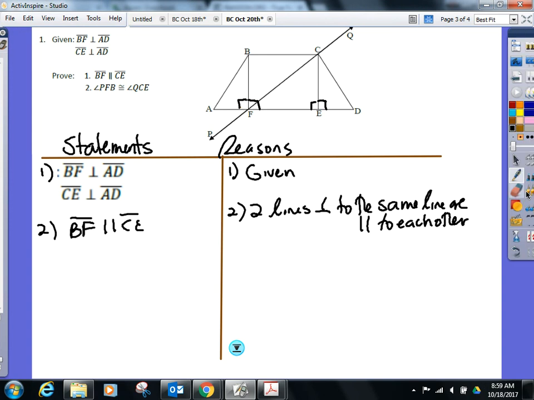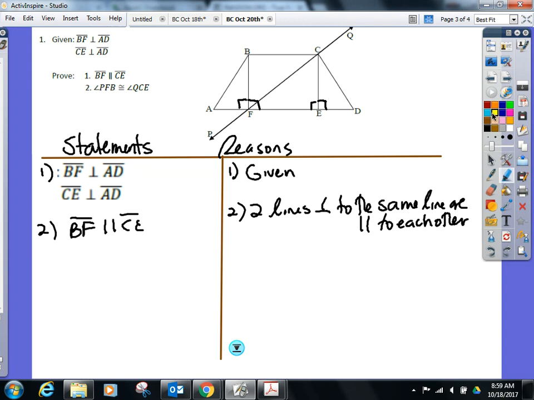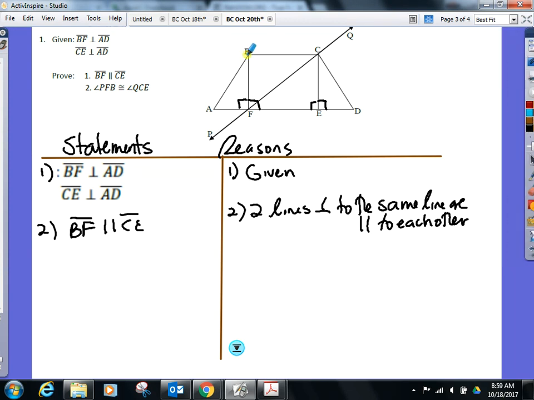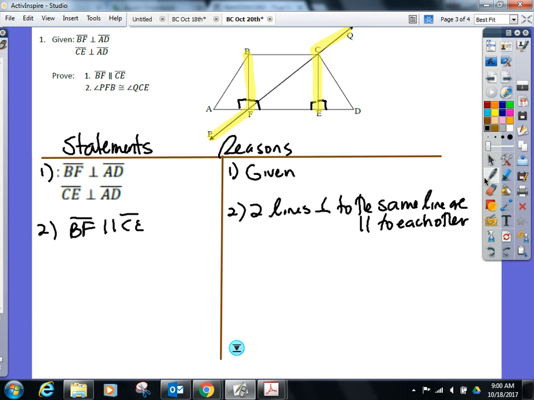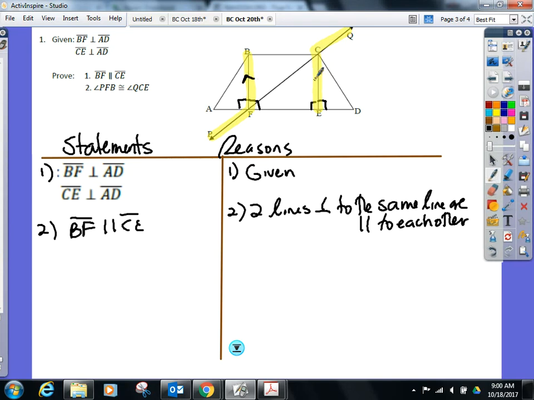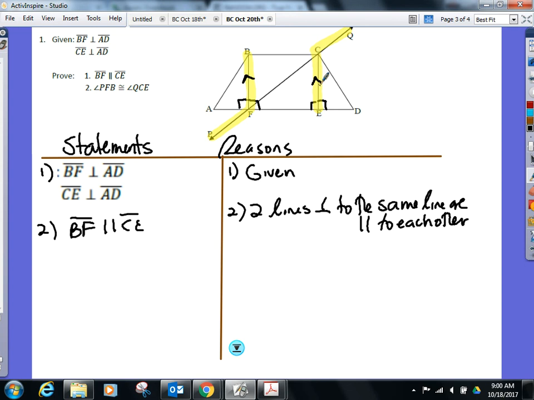Okay, there's a second part now, and that is to show angle PFB, which is this angle right here, is congruent to QCE, this angle right here. Well, you see that both of them are on the parallel lines BF and CE. We just proved parallel in the first part. Now can you identify what special types of angles they are? Because half of them are on the parallel lines, and the other half is on PFCQ. They share a transversal.